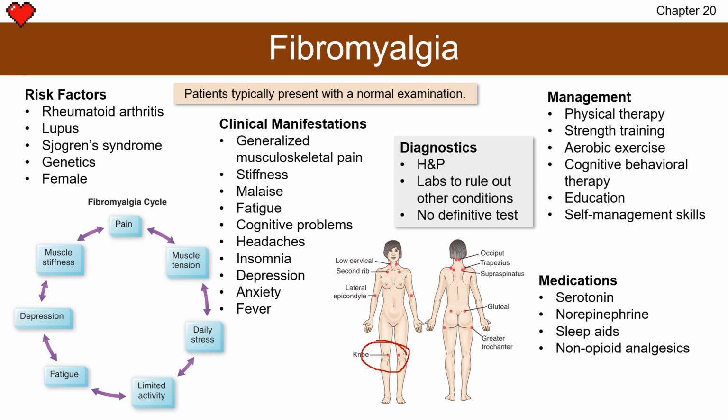Diagnostics, again, H&P, we have to ask a lot of questions, and there's no definitive test, so we're just going to do a bunch of labs to rule out other diseases that may be similar with similar signs and symptoms. Management-wise, very similar to the others, we want to do physical therapy, strength training, aerobic exercise, again, to strengthen the muscles around joints and areas that are affected. Cognitive behavioral therapy to help with those cognitive issues they may be experiencing.